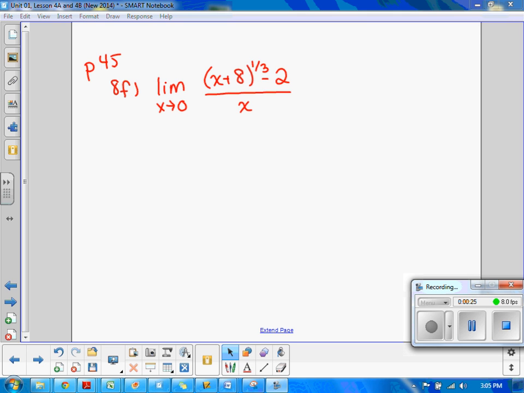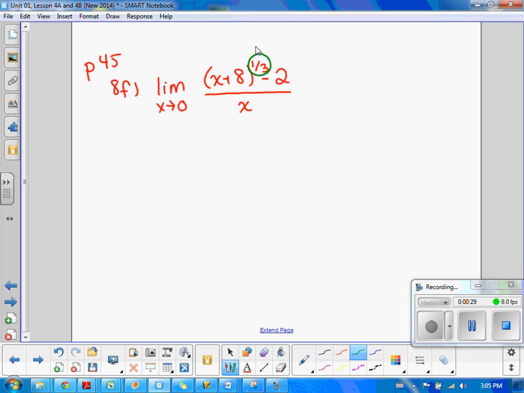However, we have that 1/3 as an exponent that is causing us a problem. We don't have a way of factoring that. So we are going to introduce a new term, and we're going to call it u. And in the note, we talked about letting u represent the problem term.